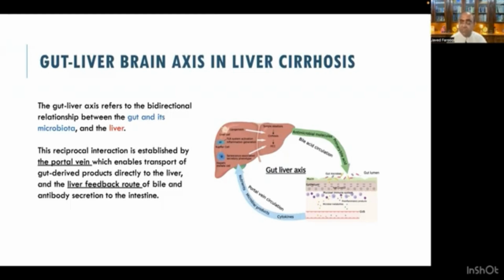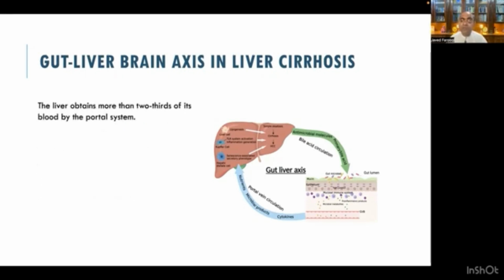So basically what happens in the gut-liver axis is that the gut and microbiota products, the cytokines, the nutrients, and the microbial products are carried from the intestine to the liver, and there they have their impact. Then there is a feedback mechanism by the bile acid secretion and the antibody secretion, and the liver controls our response to the intestine accordingly.